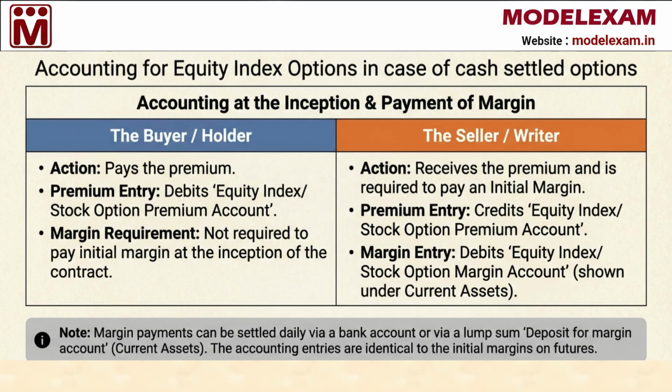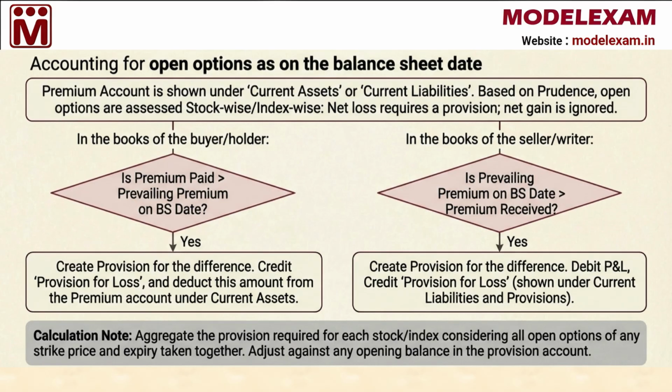In the accounting books, the buyer records the premium as a current asset, while the seller has a liability until the contract is finished. Just like with futures, we must look at our open options when it is time for the balance sheet. If you are a buyer and the current market premium is lower than what you paid, you must record a loss for that difference. If you are a seller and the market premium has gone up, meaning it would cost you more to buy it back, you must also record a loss. Again, we only record the losses and ignore any potential gains until they are actually realized.